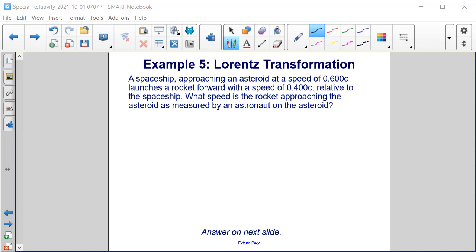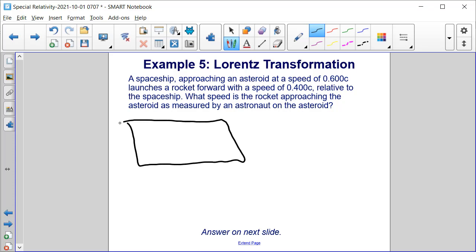All right, here's an example problem of a Lorentz transformation. A spaceship approaching an asteroid at a speed of 0.600 c launches a rocket forward with a speed of 0.400 c relative to the spaceship. Okay, so here's the spaceship. It's moving. It's approaching the asteroid at 0.600 c. This is relative to the asteroid.